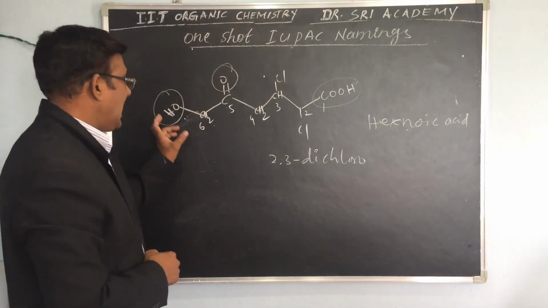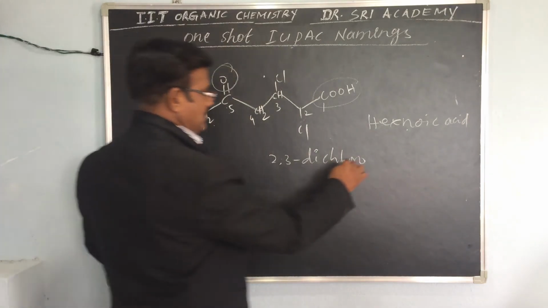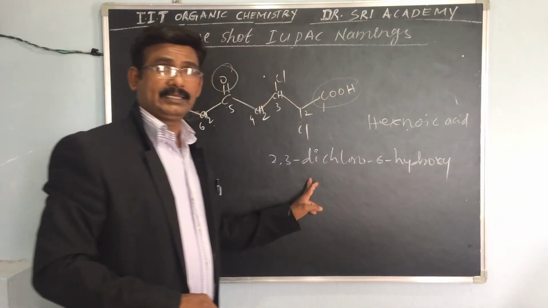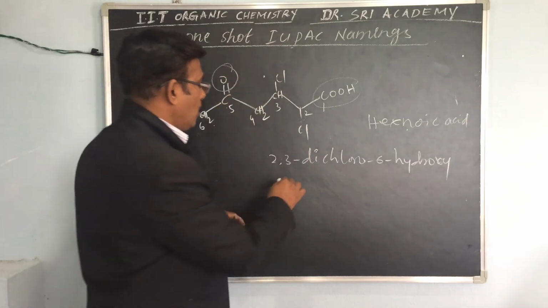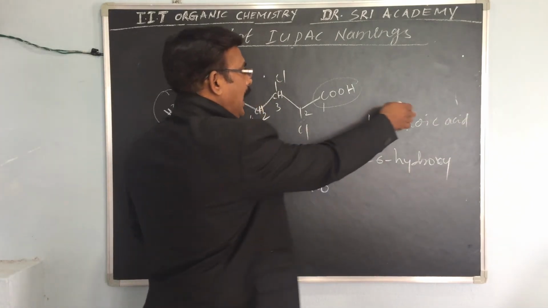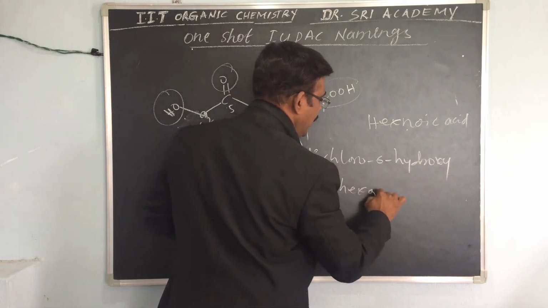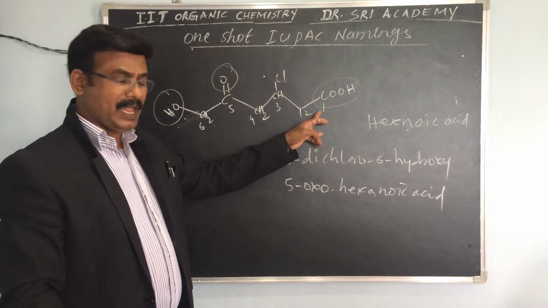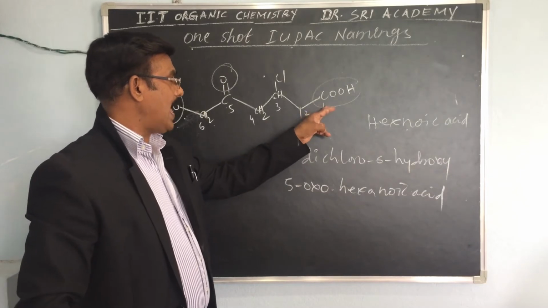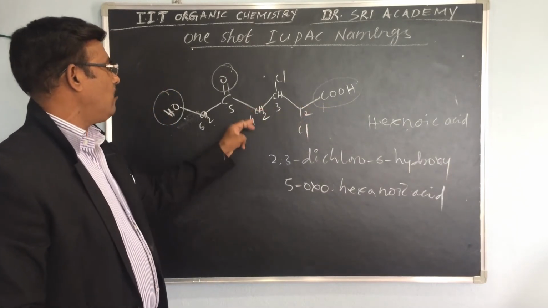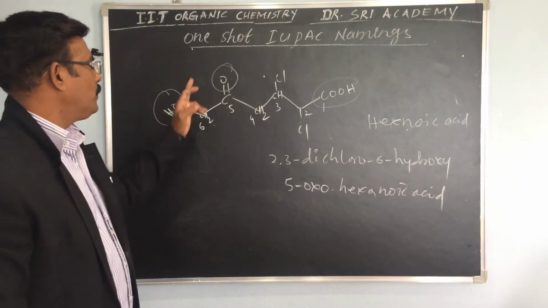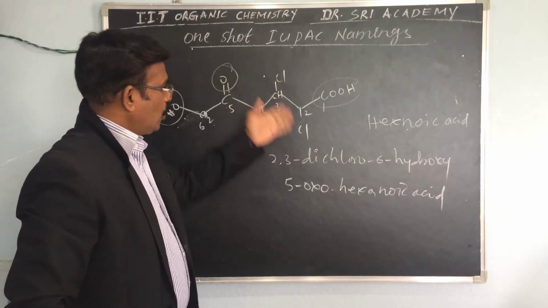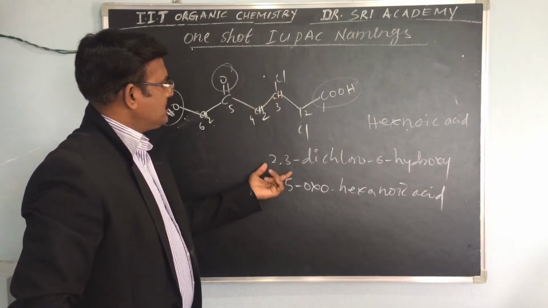Then hydroxy will come, 6-hydroxy, then 5-oxo, hexanoic acid. So this is the naming. You have to give the first priority, the topmost priority, to the acid. Then you give the numbering 1, 2, 3, 4, 5, 6. The 6th carbon contains the hydroxy group, the 5th carbon contains the carbonyl group, and the 2nd and 3rd carbons contain the chlorine halogen atoms.